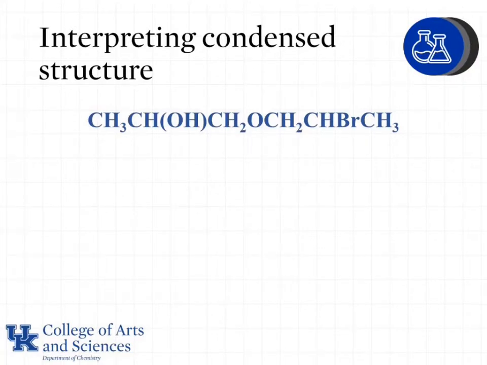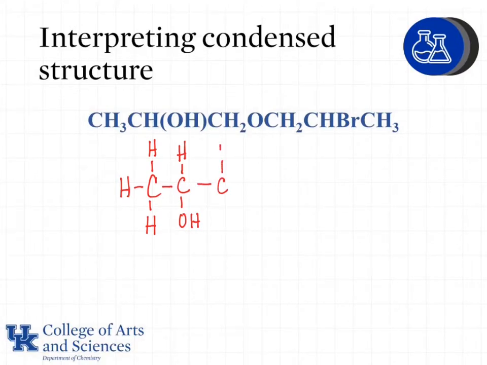In this condensed structure, we're going to see how we handle side chains in a molecule. So we start with our CH3, then we have a CH, but we also have an OH group off to the side because it's in the parentheses, so we know it's not in the main chain of the molecule. Then we have CH2. Next, we see an oxygen that's not in parentheses, so we know that the oxygen is part of the chain. Then we have CH2 and CHBr.